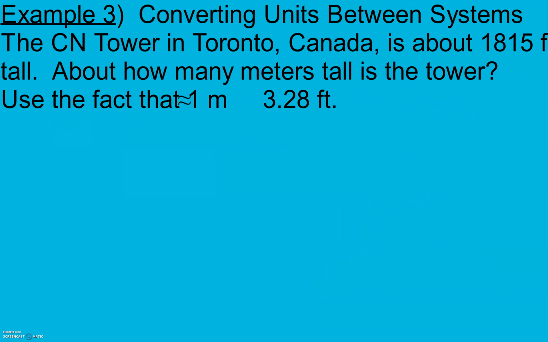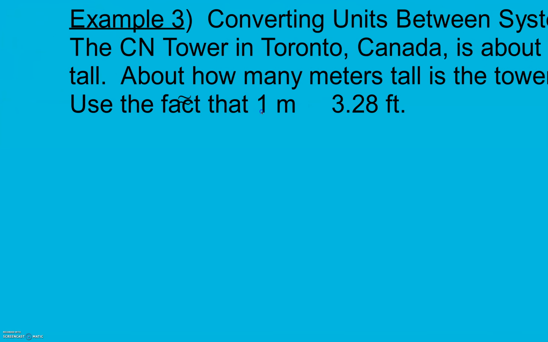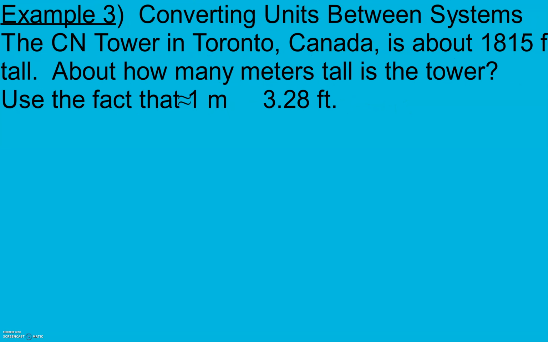The CN Tower in Toronto, Canada is about 1,815 feet tall. About how many meters tall is the tower? Use the fact that 1 meter is approximately 3.28 feet. So we're going to start off with what we know, 1,815 feet.